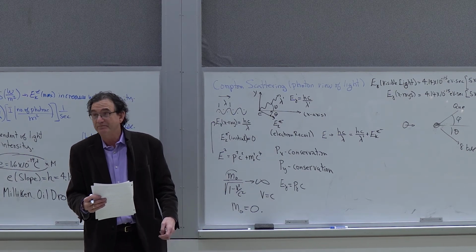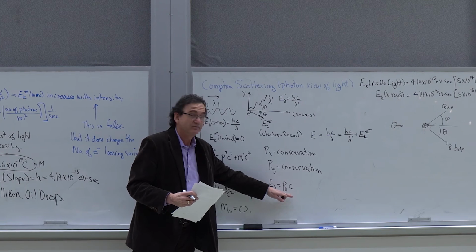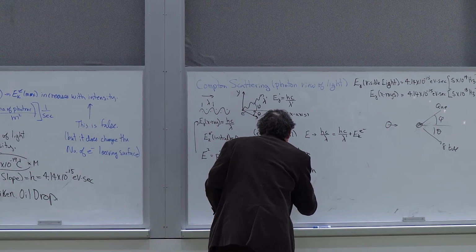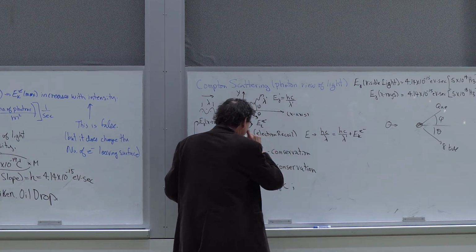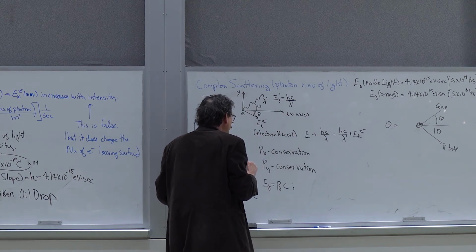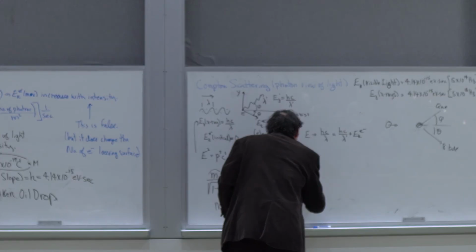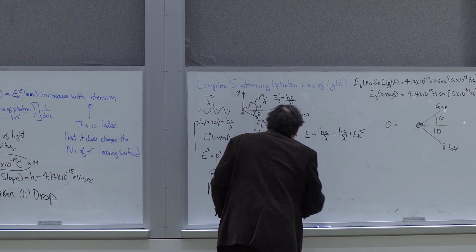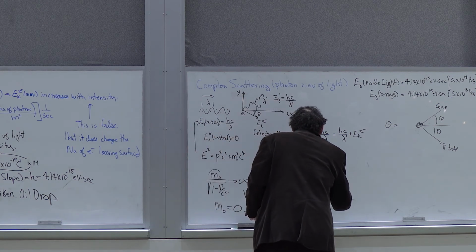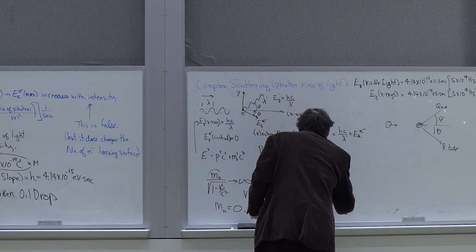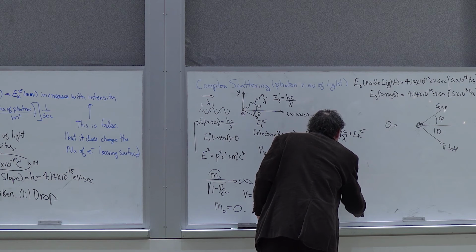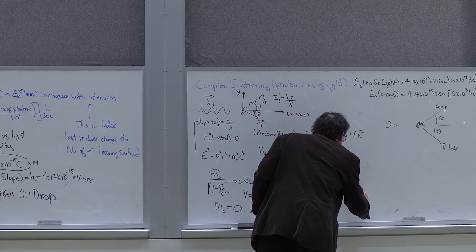So we don't use mv. We use this expression if you want to know what the momentum of it is. What I'm going to do then is put in, this says that hc over lambda is equal to p of the photon times c. So the momentum of the photon is equal to h over lambda.